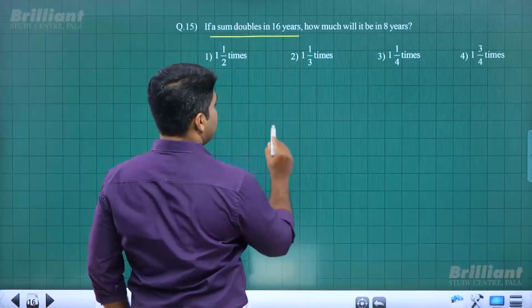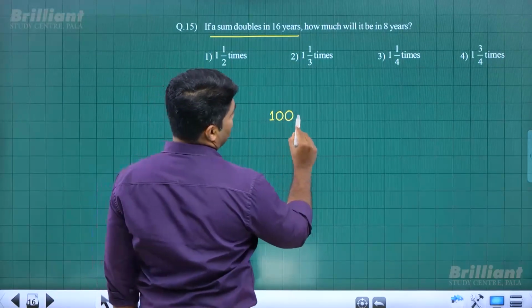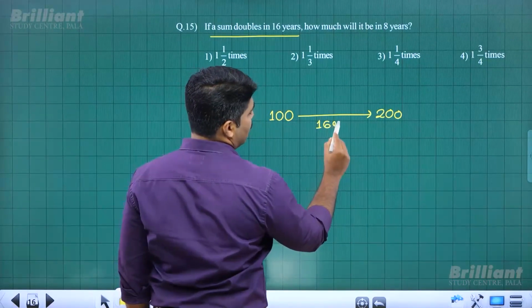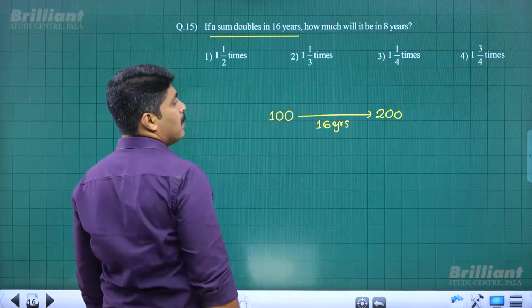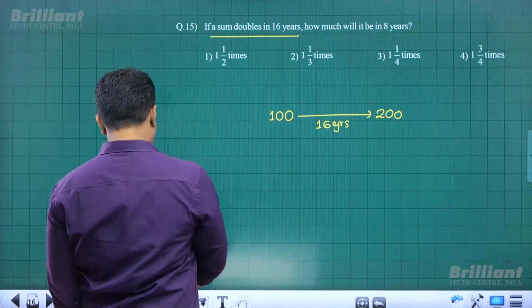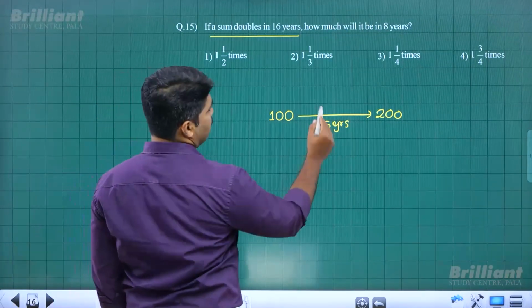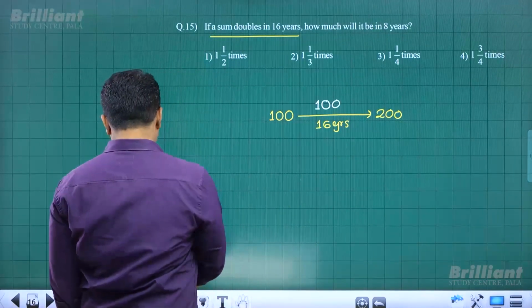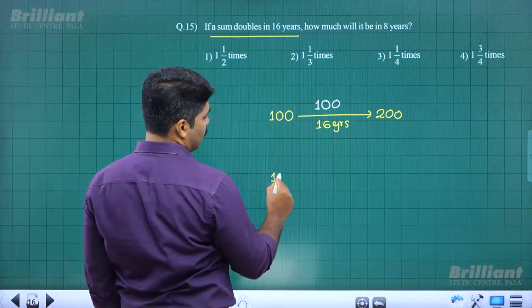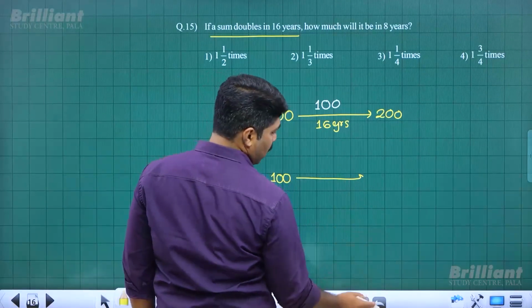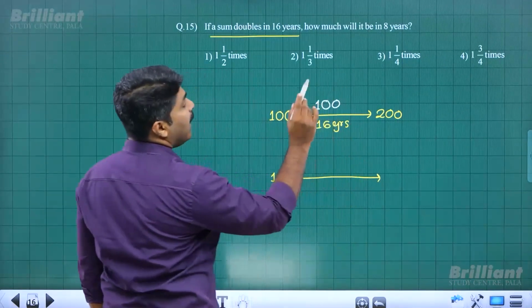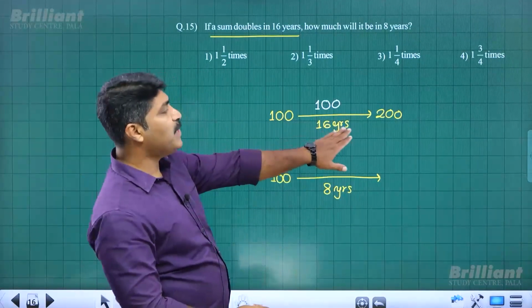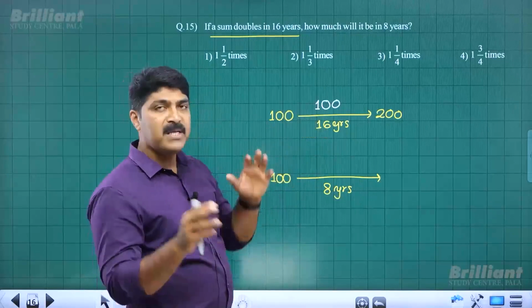As the sum doubles in 16 years, we just put rupees 100. It becomes 200. In how many years? In 16 years. Clear? So we consider what increase occurred here. During this 16 years period, it increased by rupees 100. So we consider the similar situation, or similar rate calculation. So how many years here? In 8 years.